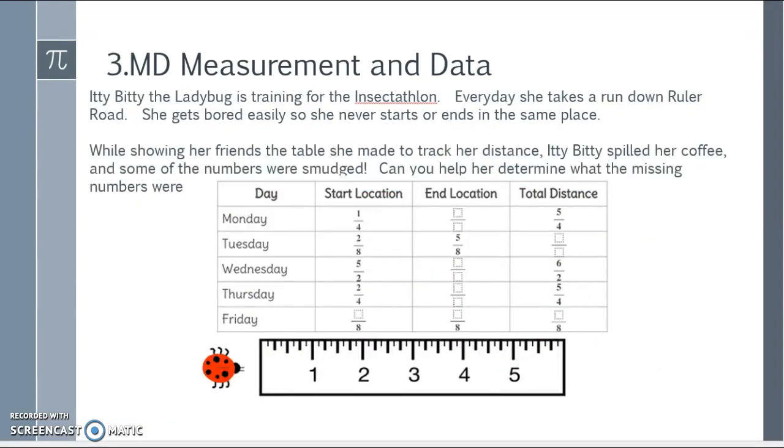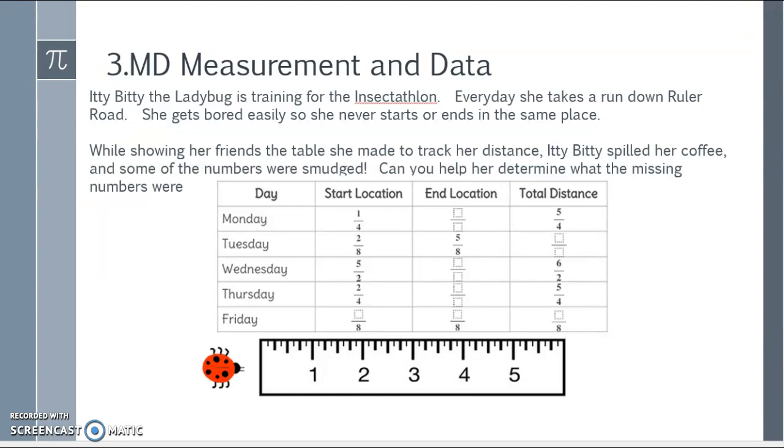Itty Bitty the ladybug is training for the insectathon. Every day she takes a run down a ruler road. She gets bored easily, so she never starts or ends in the same place. While showing her friends the table she made to track her distance, Itty Bitty spilled her coffee and some of the numbers were smudged. Can you help her determine what the missing numbers were?